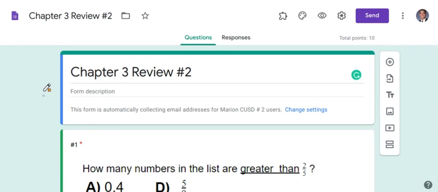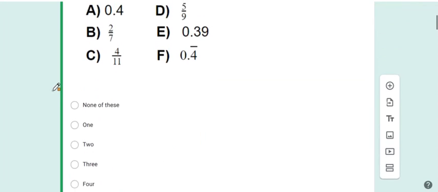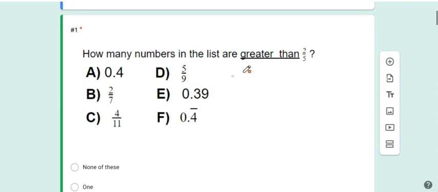All right, sixth grade. Here's chapter 3, review number 2. Number 1 says, how many numbers on the list are greater than 2/5? So let's make 2/5 a decimal. Remember, to go from fraction to decimal, we divide top divided by bottom.